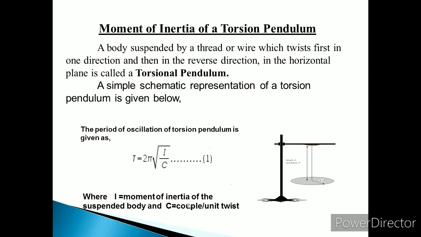This is the simple experimental setup. There is a retort stand. This is a fixed end. At the other free end, we have to fix one circular metal disc. Here we have to produce torsional rotations. In this simple setup, a body is suspended by a thread or wire which twists first in one direction and then in the reverse direction in the horizontal plane. It is called the torsional pendulum. That is already discussed. A simple schematic representation is shown here. This is the simple diagram of our topic.